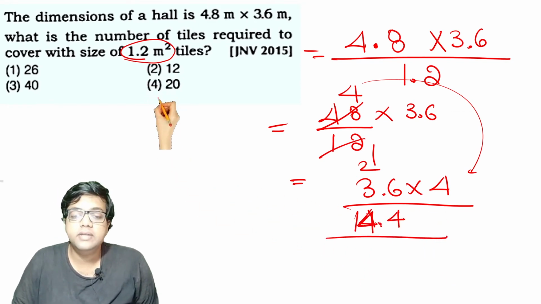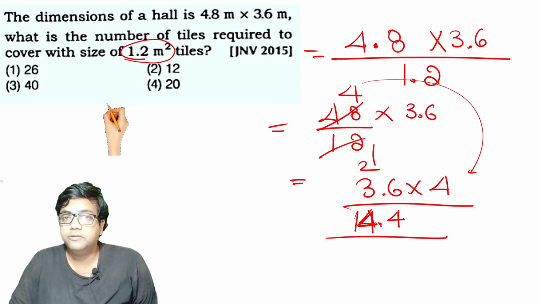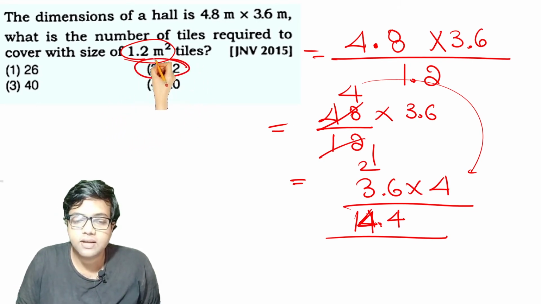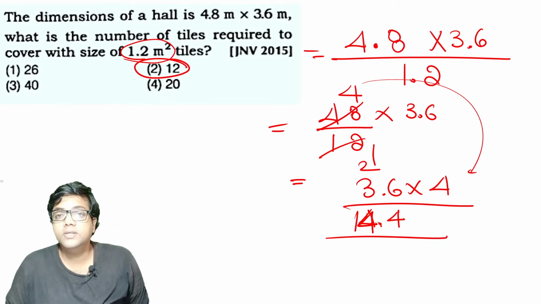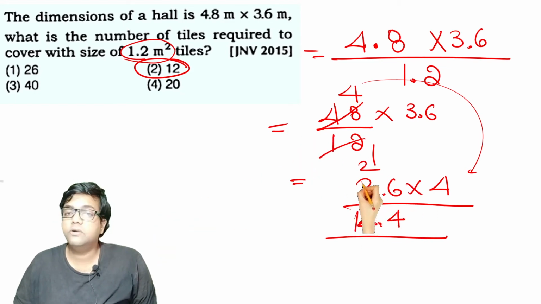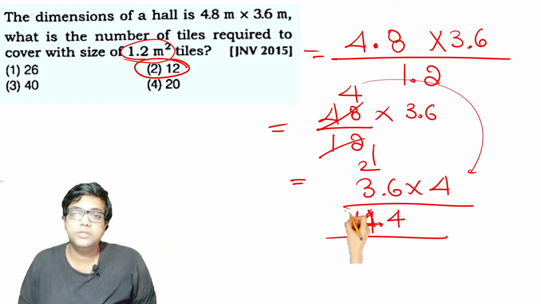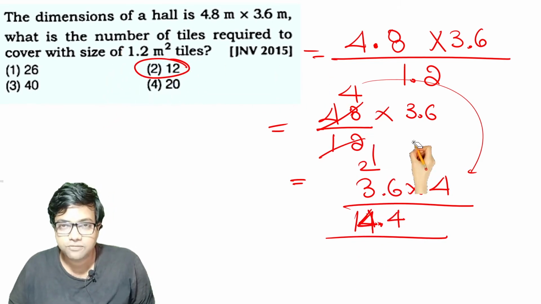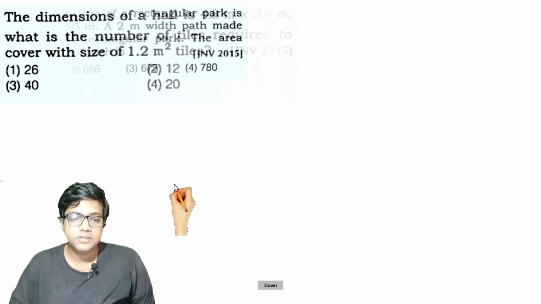14.4, but we don't have any answer which is 14.4. What to do? We will try to locate the nearest value, which is 12 here. So 12 will be the right answer. When you don't find the exact answer, at least try to mark the answer which is very near to the value which you have found out here. Okay, so let's move ahead.